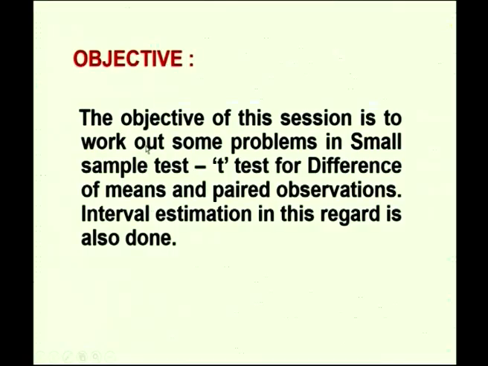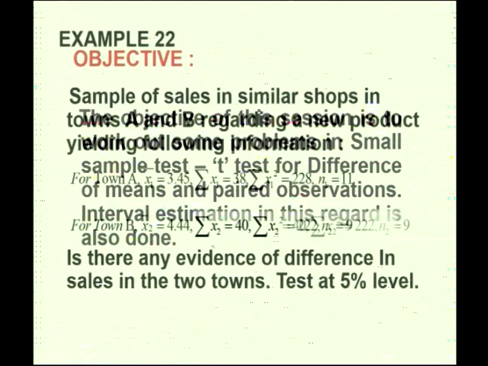Welcome to UGC lecture series. In the earlier sessions, we were talking about a small sample test, in particular mean test, that is called student's t-test. In student's t-test, we have seen a t-test for single mean and t-test for difference of means. In continuance with that, in this session, we will be studying some problems in small sample test, which is t-test for difference of means and for paired observations. Interval estimation is also done in this regard.